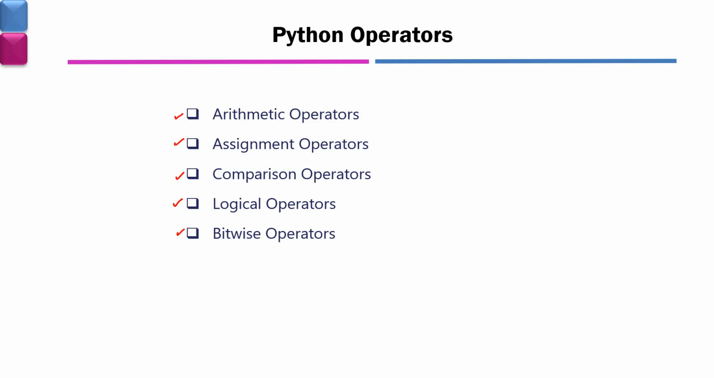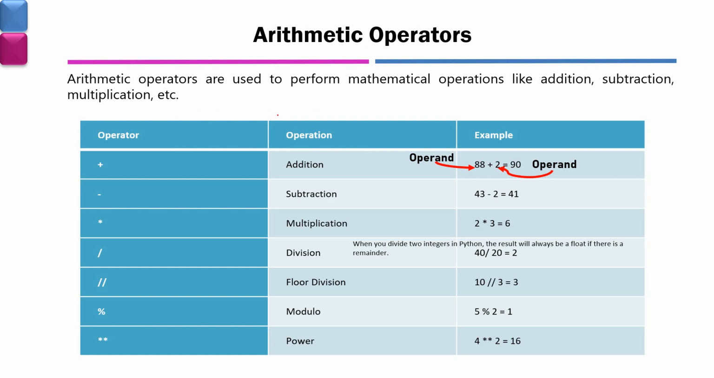Now, what are arithmetic operators? Arithmetic operators are used to perform some mathematical calculations or mathematical operations like addition, subtraction, multiplication, division. These are called arithmetic operations. That means they help us to perform some mathematical operations. And the number on which the arithmetic operators work is called an operand.